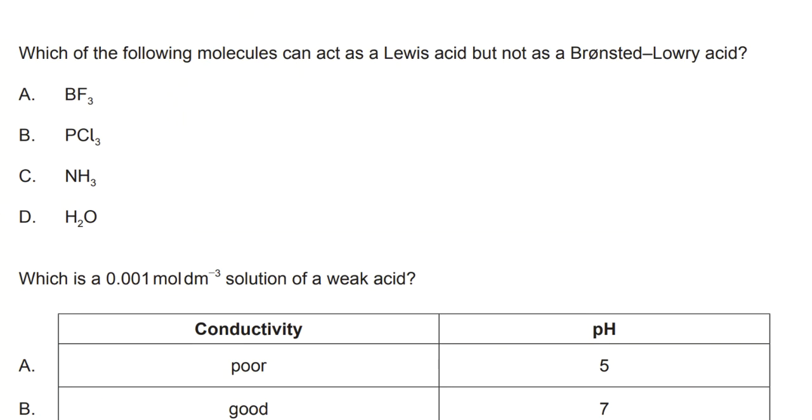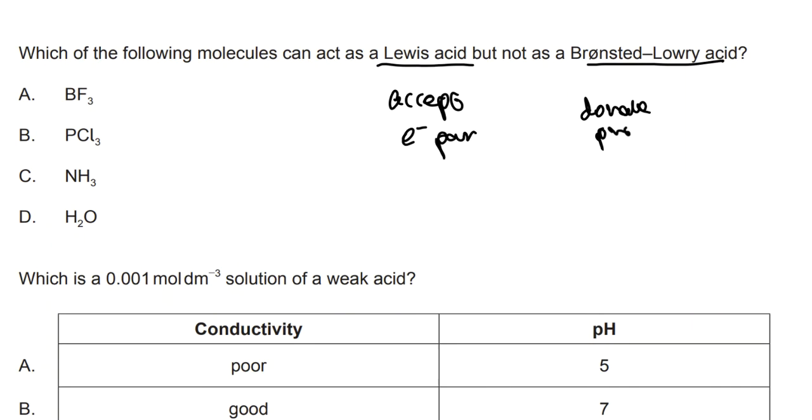Which of the following molecules can act as Lewis acid but not Bronsted-Lowry acid? Lewis acid is able to accept an electron pair, electron lone pair. Bronsted-Lowry acid donates a proton. So let's see.